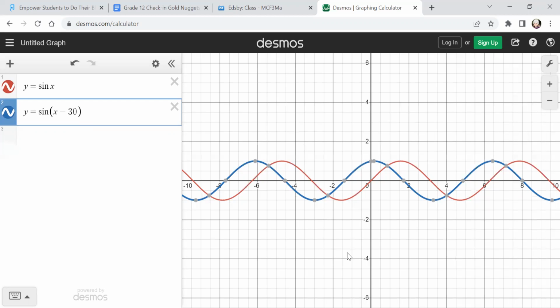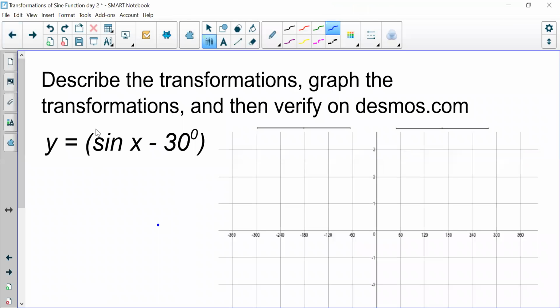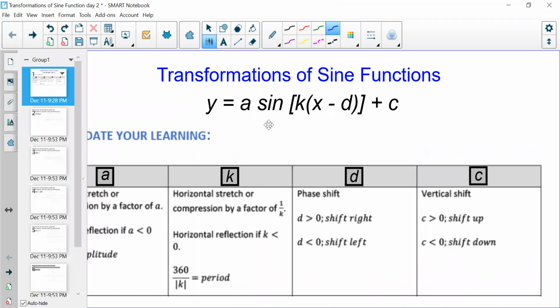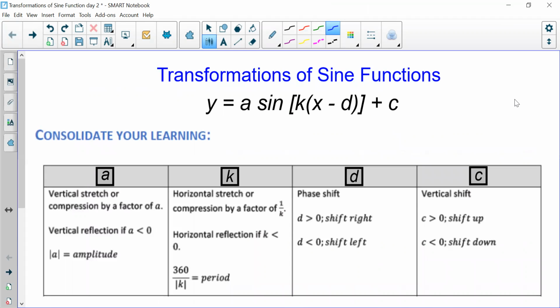Yeah, just remember to switch the sign of it. And just a reminder, the K is going to be in front of X and the D is going to be behind X. That's how we're going to know which one's which. Looking at this one, what letter is associated with the +1 on the end? C. So what's the C going to do? Shift it up or down?